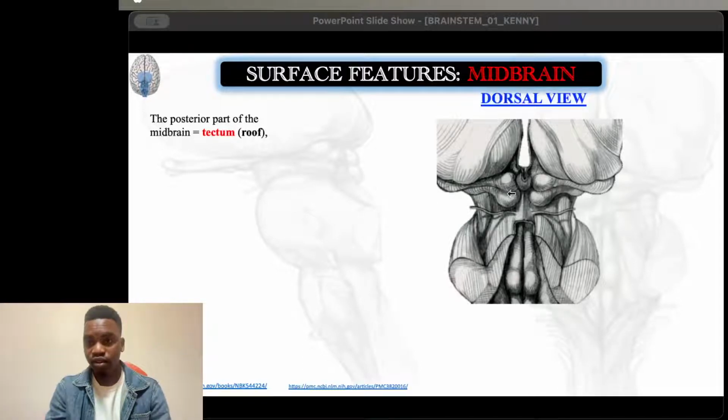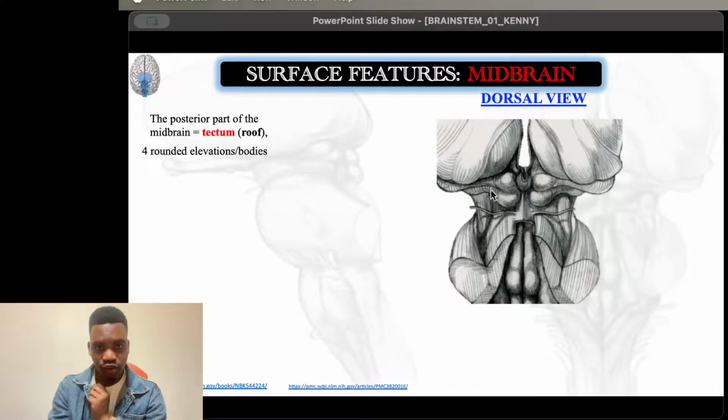So here is how it looks on the posterior part of the midbrain. The posterior part of the midbrain is also known as the tectum. Tectum means a roof. It has bumps or elevations, four elevations or four bodies. Two are superior and two are inferior, and we call them colliculi.